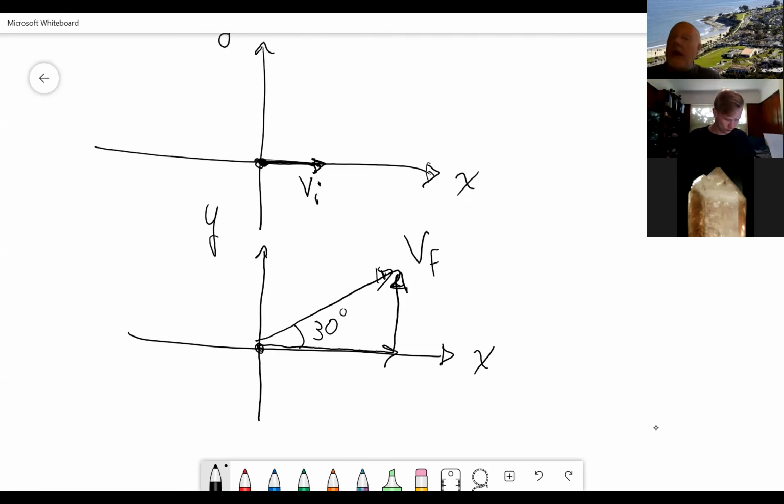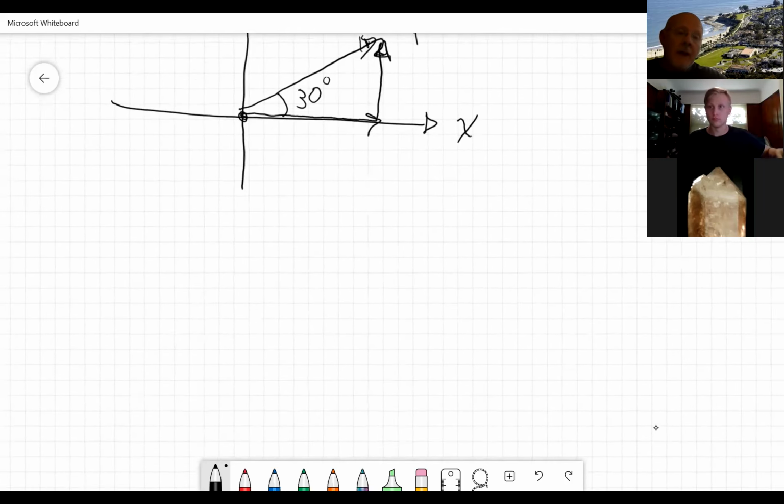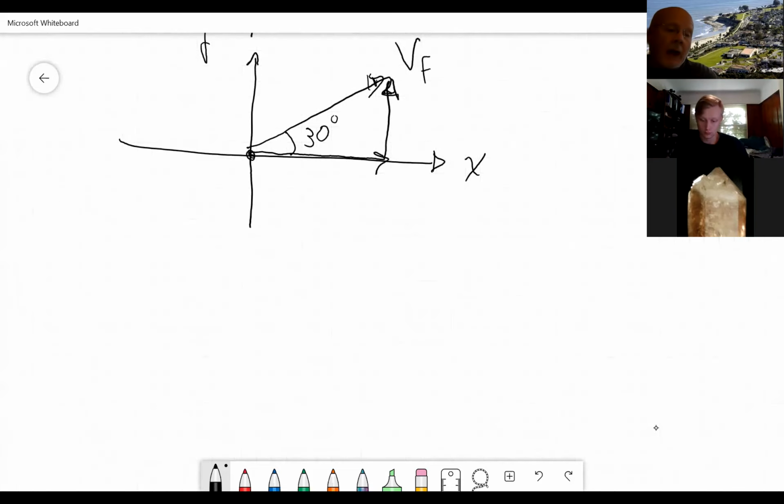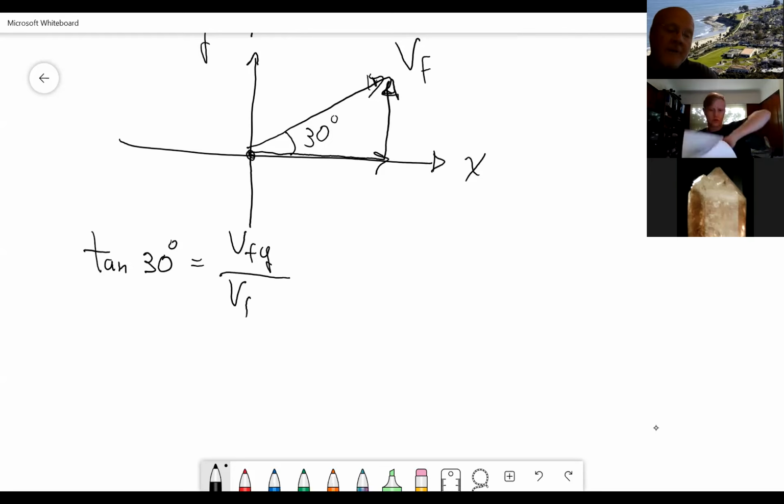Here's where I would stop drawing pictures and now start doing some math. Let me move this one up, because I would say then the tangent of 30 degrees would be the final velocity in the Y direction over the final velocity in the X direction. And I'll come back up to the picture above it. This is the final velocity in the X here, and this is the final velocity in the Y.